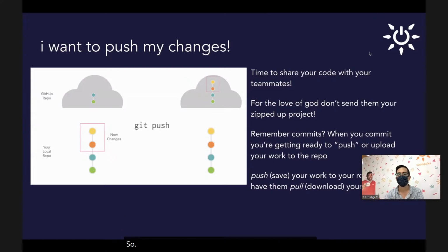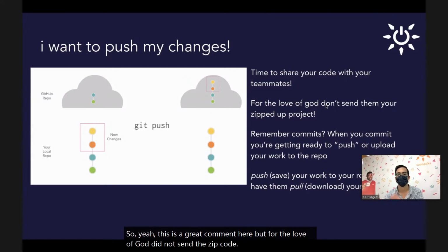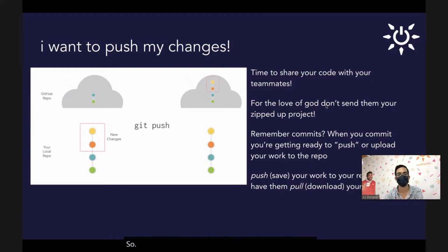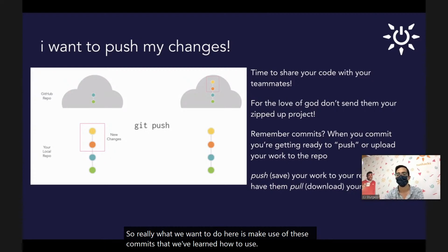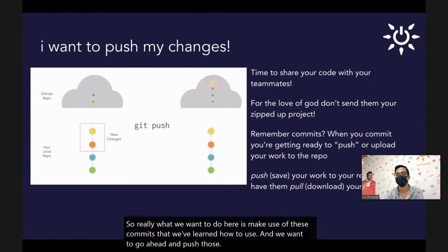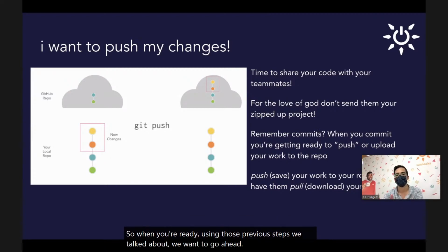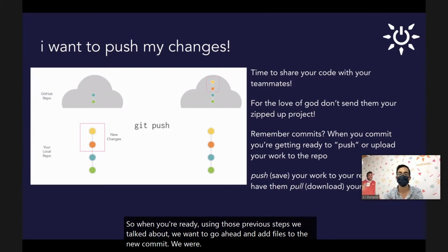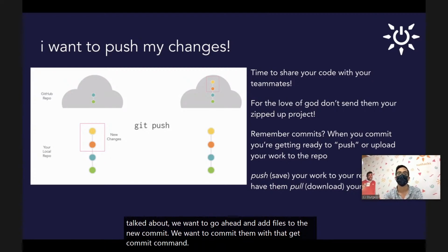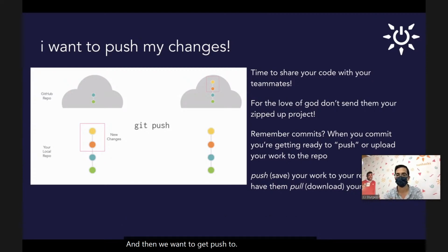So yeah, this is a great comment here, but for the love of God, do not send the zipped up project. So really what we want to do here is make use of these commits that we've learned how to use, and we want to go ahead and push those. So we want to upload that work to the repo. So when you're ready, using those previous steps we talked about, we want to go ahead and add files to the new commit. We want to commit them with that git commit command, and then we want to git push to send that back up to the repo.